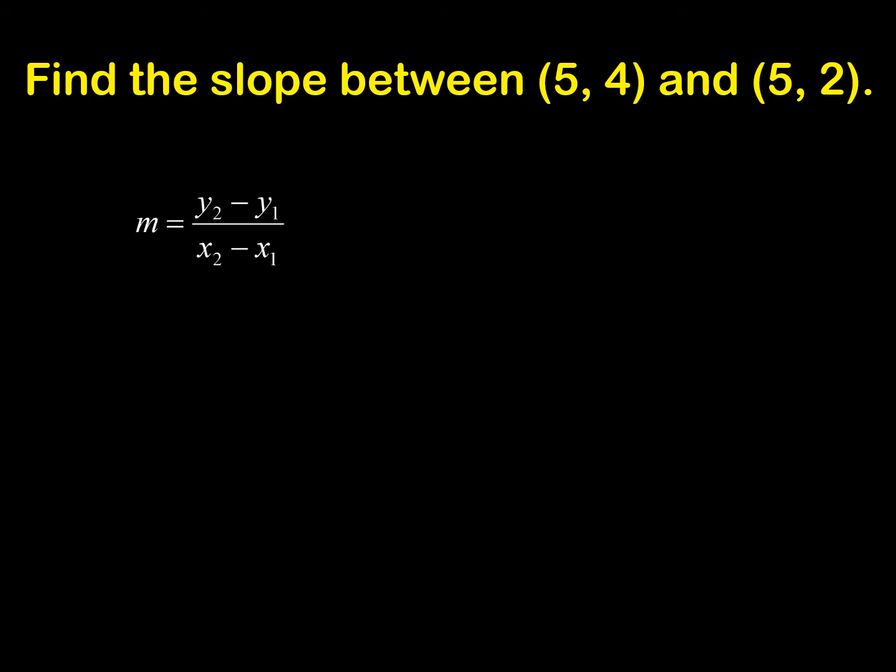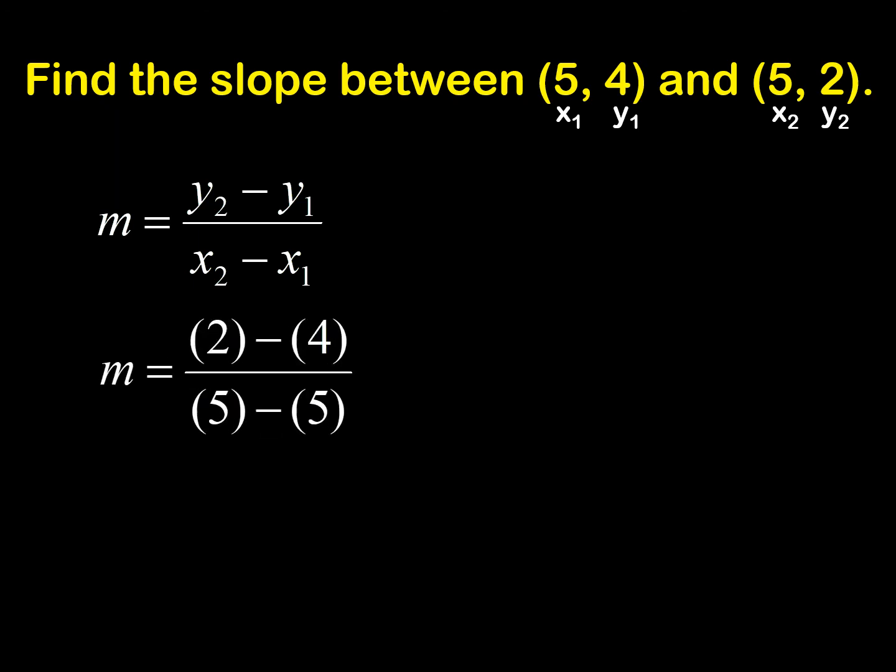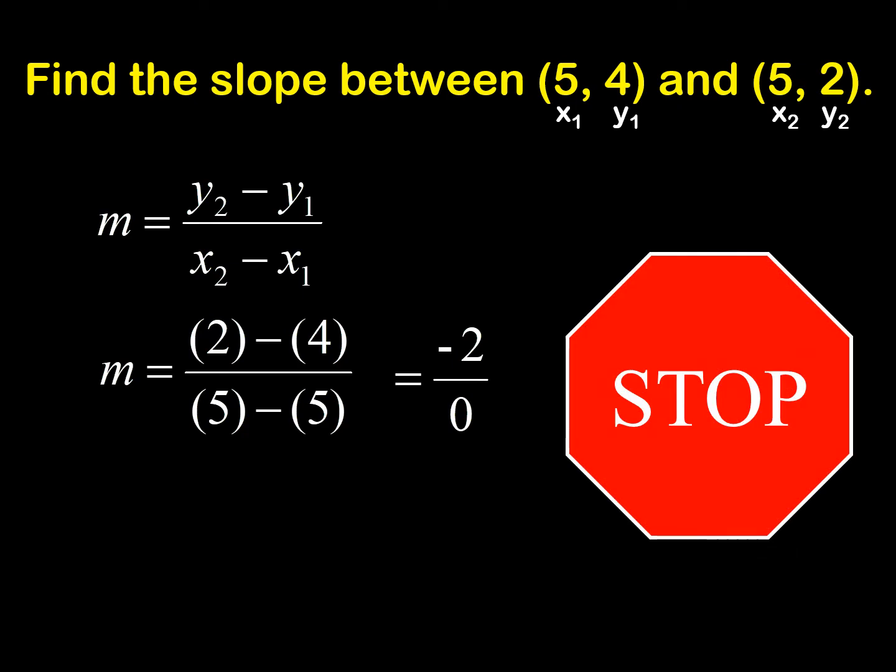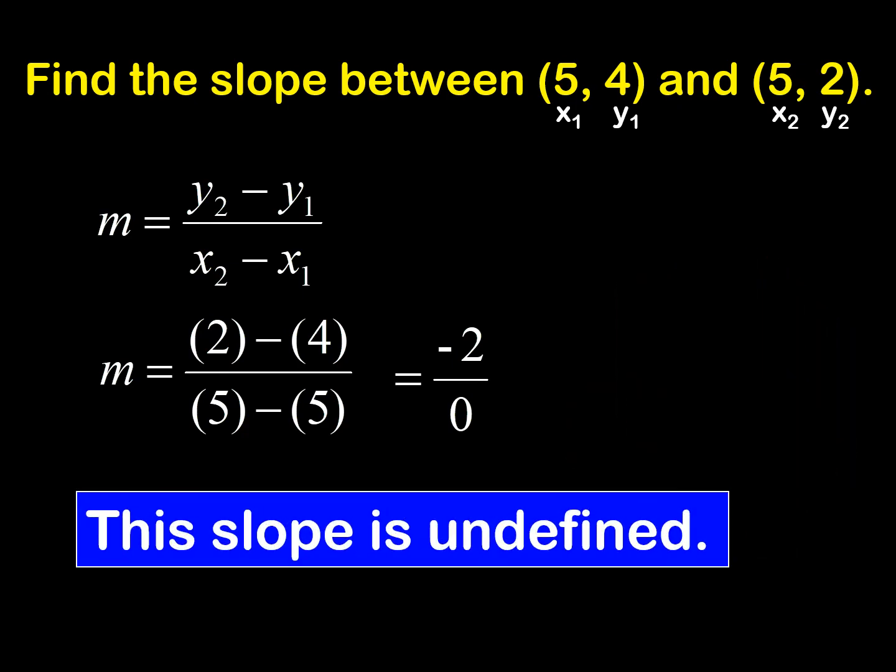Now let's find the slope between 5, 4, and 5, 2 using the formula. So we have your x sub 1, y sub 1, and then x sub 2, y sub 2. And then substituting all the values, we have 2 minus 4 over 5 minus 5. So our x1 and x2 are equal. So we have negative 2 over 0, which is undefined. Okay?